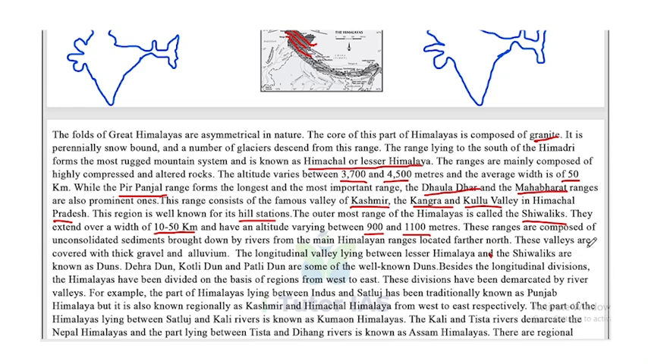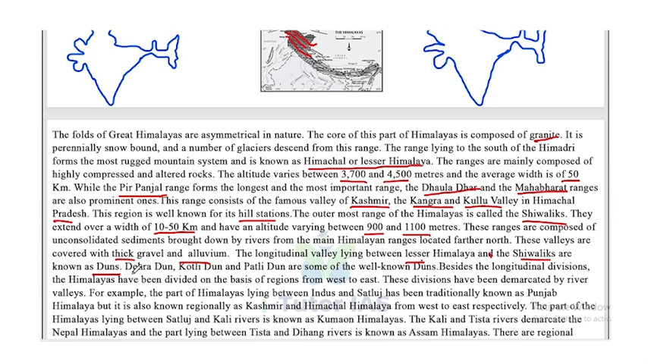These valleys are covered with thick gravel and alluvium. The longitudinal valleys lying between the Lesser Himalaya and Shivaliks are known as dunes. Okay, so this area is known as dunes.